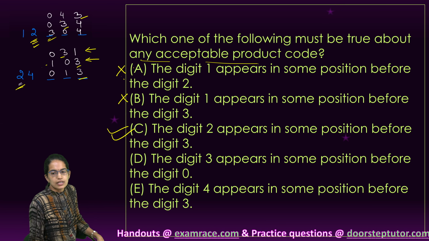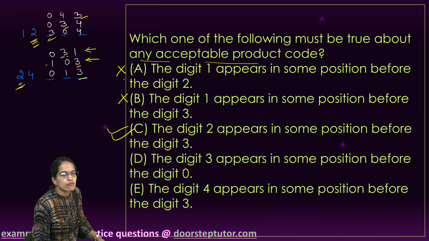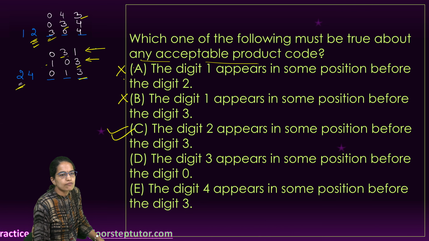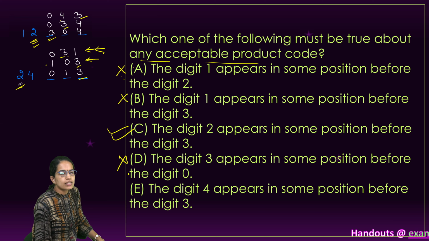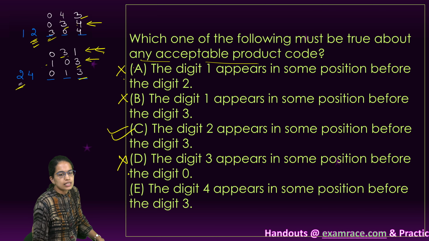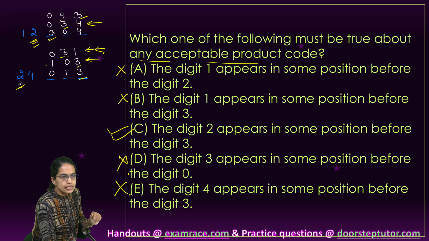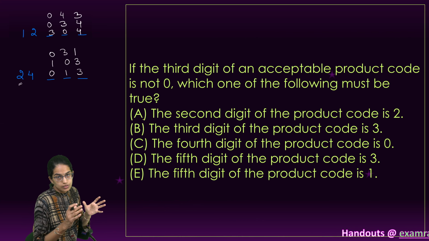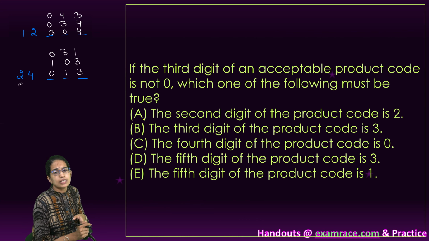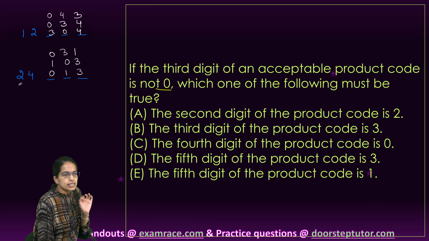Digit 3 appears before digit 0. So digit 3 appearing before 0 is incorrect, because it occurs after 0 in this case. 4 appears before 3. So 4 appears even after 3 as in this case, so this is again incorrect. So the only correct answer is this one. With the same question, we are moving on to the next type of question that can be asked based on this. If the third digit of an acceptable product code is not 0, third digit is not 0.